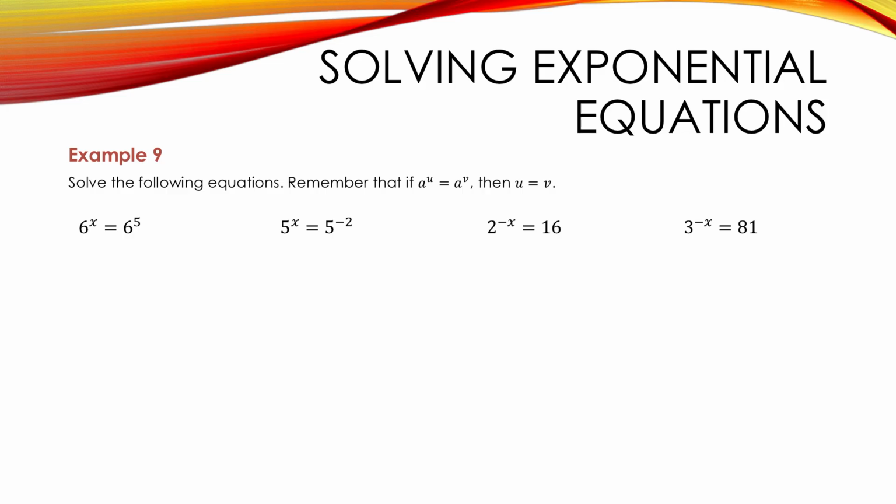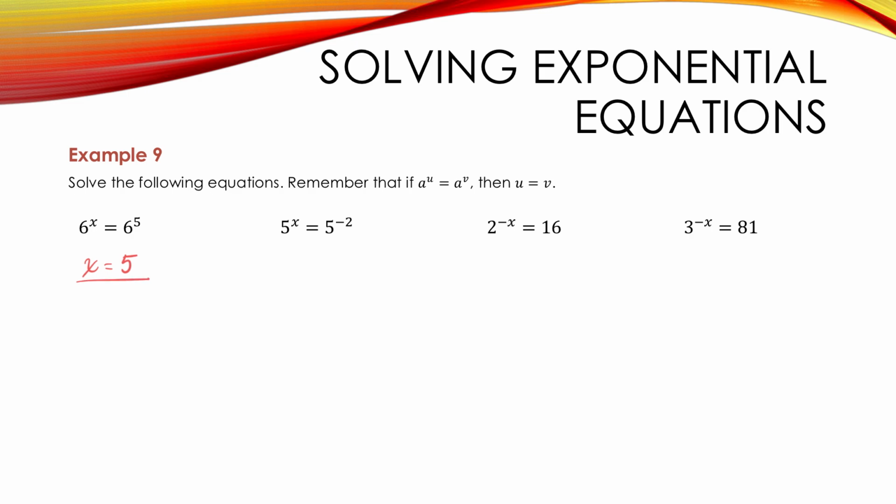Okay? So what we're looking at here is 6 to the x is equal to 6 to the fifth. I gave you a reminder that said if a to the u equals a to the v, then u equals v. That is the definition of equality. In order for two things to be equal, every part of them has to be equal. So if these two have the same base, those bases are equal, then their exponents should also be equal. So in this case, x is simply equal to 5 because they have the same base.